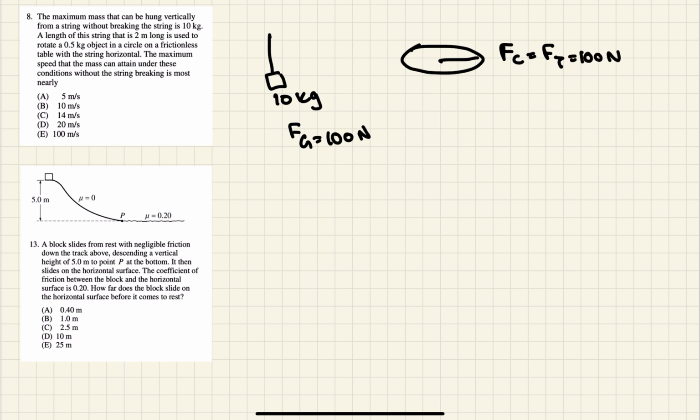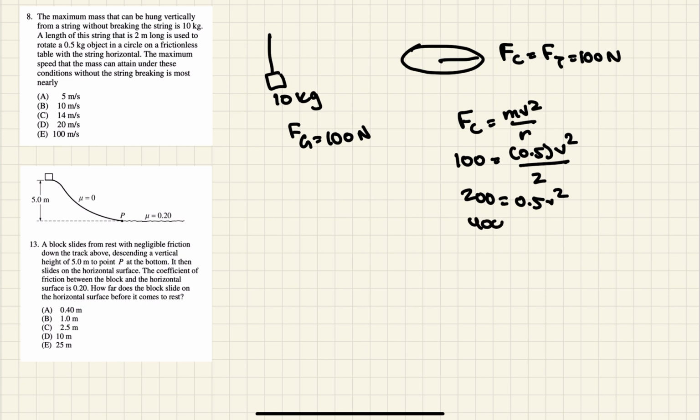And now we can use the formula Fc is equal to mv squared over r. We get 100 is equal to m, it says 0.5, v is what we want to find, and r is 2 meters long. So you multiply both sides by 2, you're going to get 200 is equal to 0.5 v squared. So 400 is equal to v squared, which means v is equal to 20. And so your answer would be D, 20 meters per second.